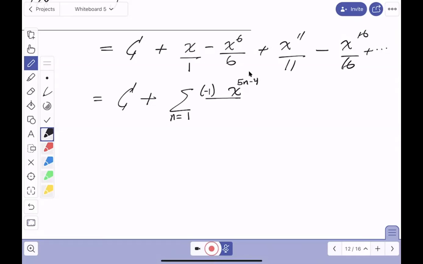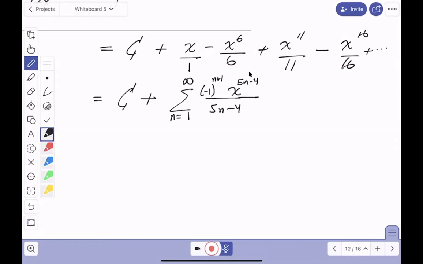That would give me 1. 2 would give me 6. 3 would give me 11. That looks pretty good. That works. So if I start it at 1, this would have to be n plus 1 then, because it's alternating plus and minus. Now what goes on the bottom? Well, it looks like 5n minus 4, just like the exponent. And where's it going off to? Infinity.